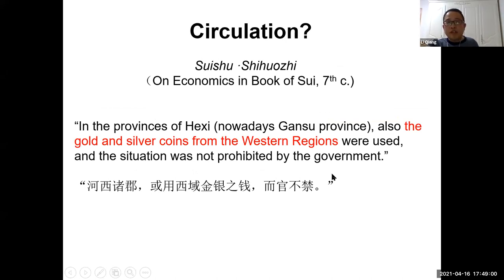So with this information, some scholars suspect that Byzantine coins circulated in China, but according to the archaeological evidence, this theory is not supported. Even in Central Asia, it was not supported. Most of them were used as treasure or as a kind of decoration.